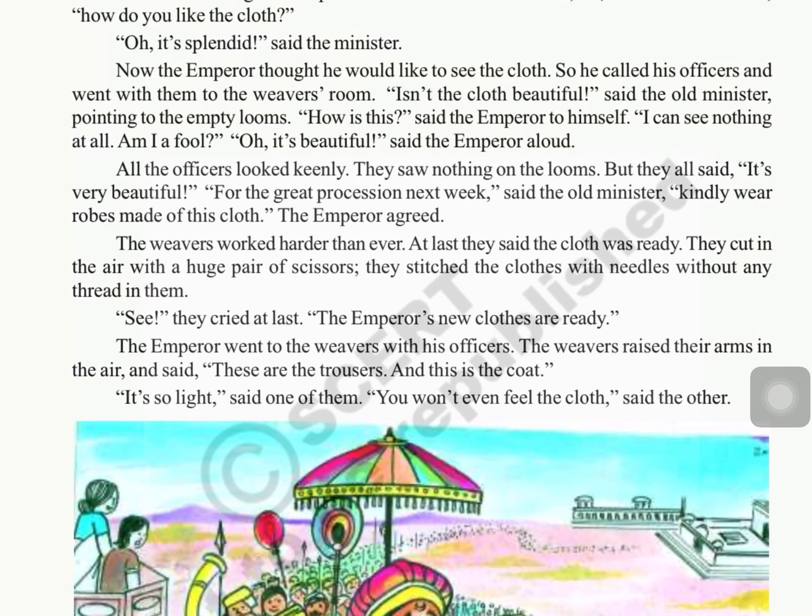They stitched the clothes with needles without any thread in them. They did not even put thread through the needle hole. Simply they cut the cloth. At last they cried, "The emperor's new clothes are ready!" What was ready? The emperor's new clothes. "Oh my goodness, I am very happy to announce, stitching is completed and our emperor's new clothes are ready."